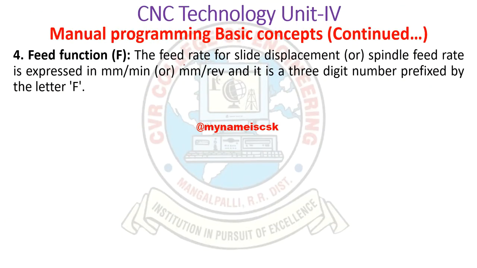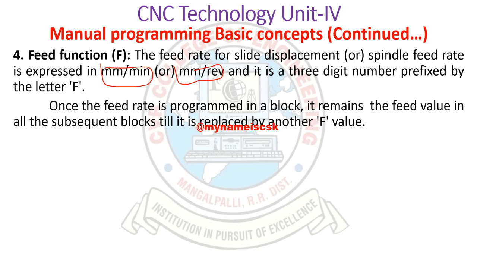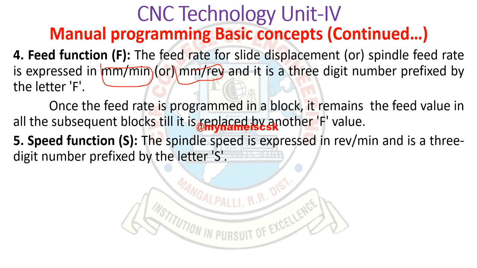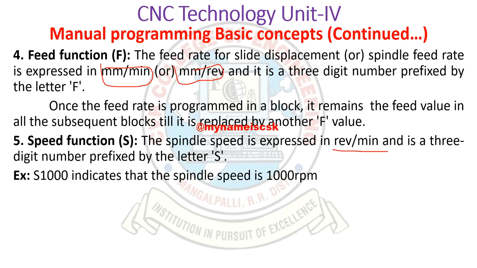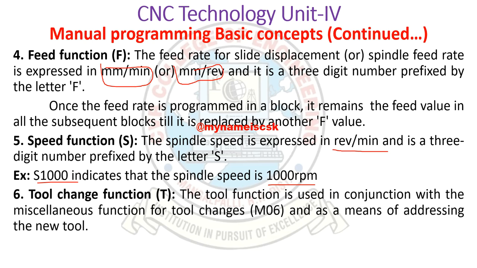Next, feed functions. The feed rate for displacement or spindle feed rate is expressed in mm per minute or per revolution. It is a 3 digit code we can give, like F01, F30, F300, F600. And coming to the speed function, it is represented by S. It is given in revolutions per minute or RPM. So S1000 indicates that we are giving 1000 RPM.